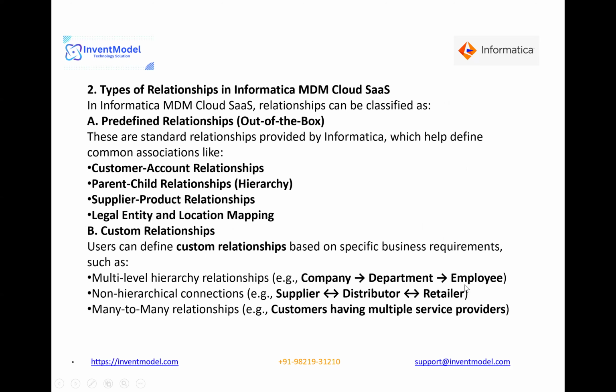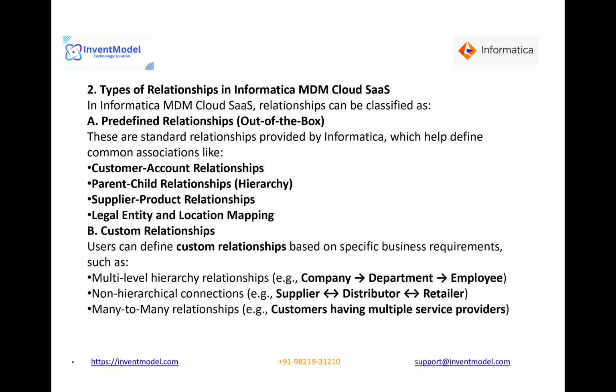Now, what are the types of relationship in Informatica MDM Cloud SaaS? So first is the predefined relationship, that is, out-of-the-box entities. These are standard relationships provided by Informatica. We don't have to customize these. So what are the relationships predefined by Informatica? The customer account relationships, parent child relationships, that is hierarchy. The next is supplier product relationships, and then we have legal entity and location mapping.